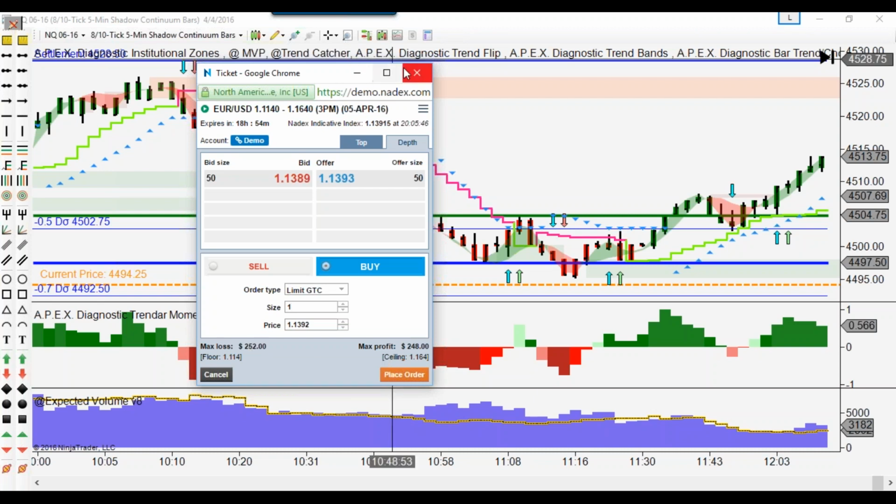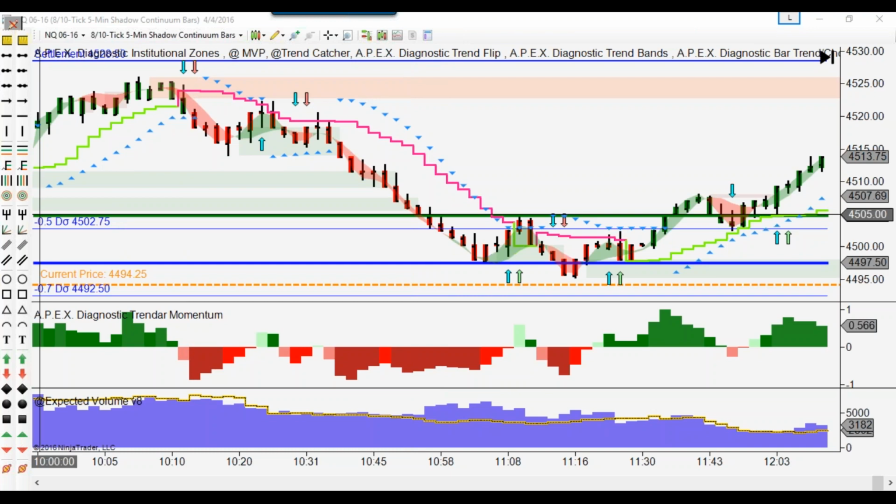Okay, so that is the whole idea behind Nadex, and the whole huge benefit to Nadex is limited, capped, known risk ahead of time. Okay, you have capped risk with those spreads and with binaries.